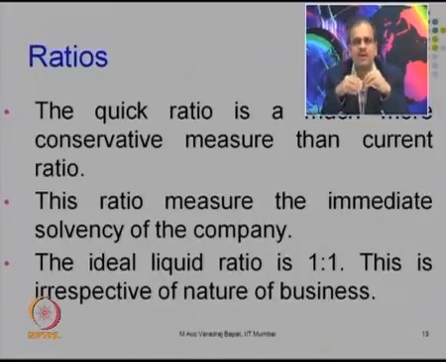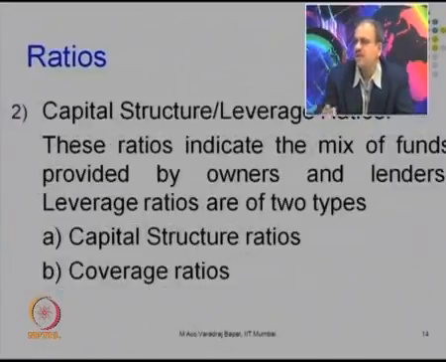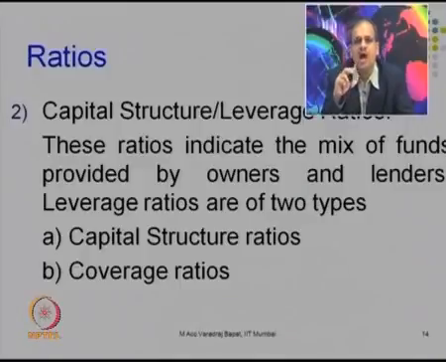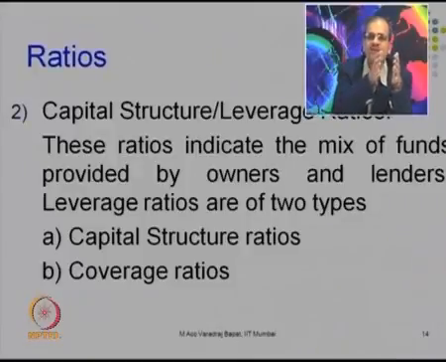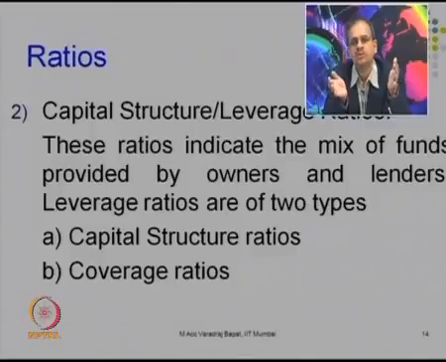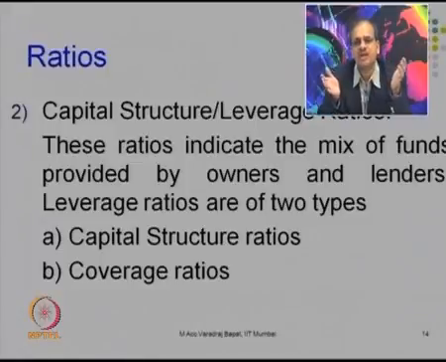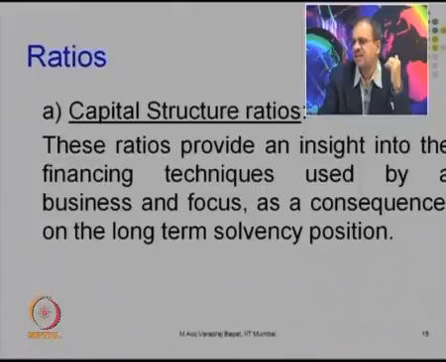Now, let us go ahead and look at some other ratios. The second type of ratios are known as capital structure or leverage ratios. They indicate how the financing of the business is made. If in financing a larger portion is provided by the owners, then the owners' fund will be more as compared to outsiders' funds or borrowed funds. So, in capital structure ratios, we try to relate owner fund with the borrowed funds. There are two major types of ratios, one are capital structure ratios, the other are coverage ratios.